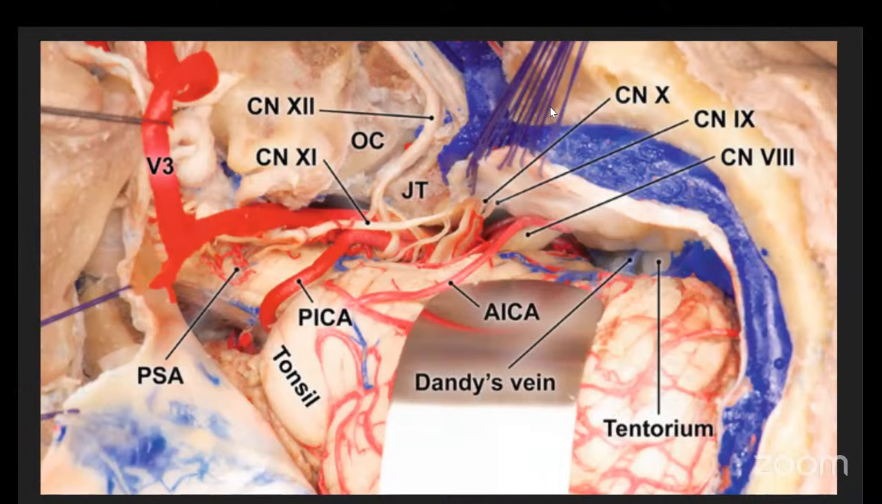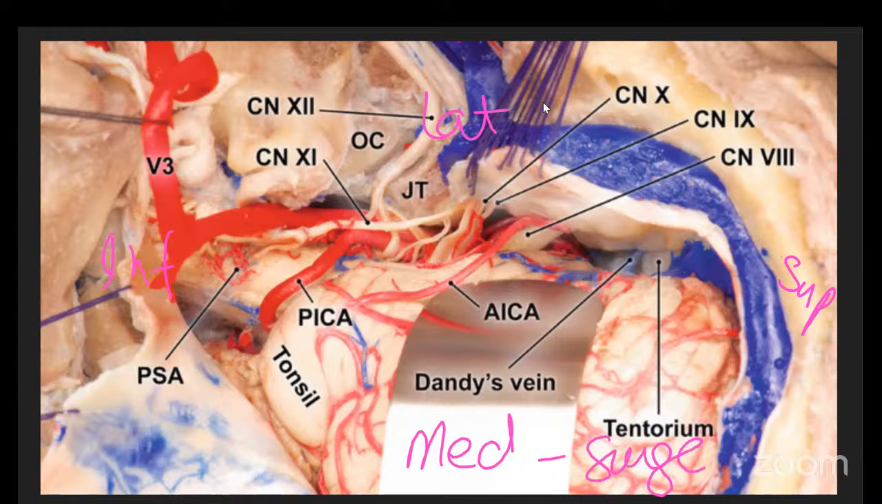This is the upper border of the view, the tentorium, so it's the upper border of the field. The tonsil is lateral, and on the right side the ICA is in the field. So the surgeon is standing on this side. You are right. Yes, you're absolutely right.